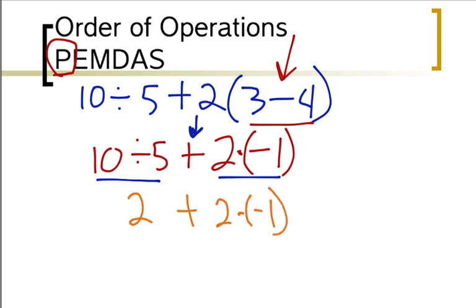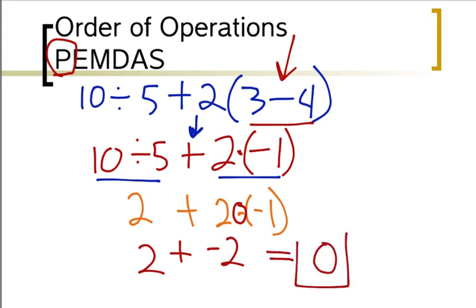Now, often the mistake happens where I have students that take my 2 plus my 2 and they make 4 first because they're just reading left to right. But again, the multiplication has to come before the addition. So I multiply 2 times negative 1, which should give me negative 2. And then there's the plus sign and the 2. So this is 2 plus negative 2, which should result in 0.